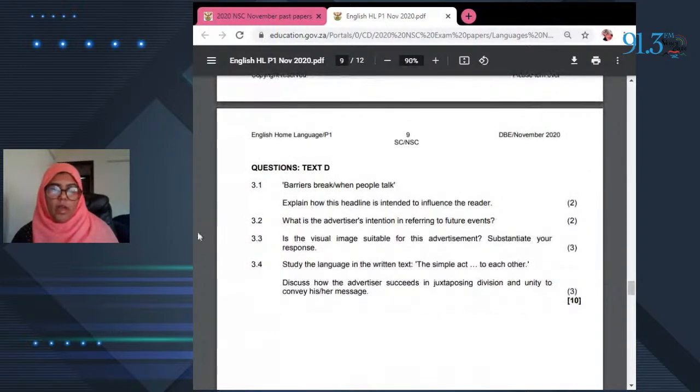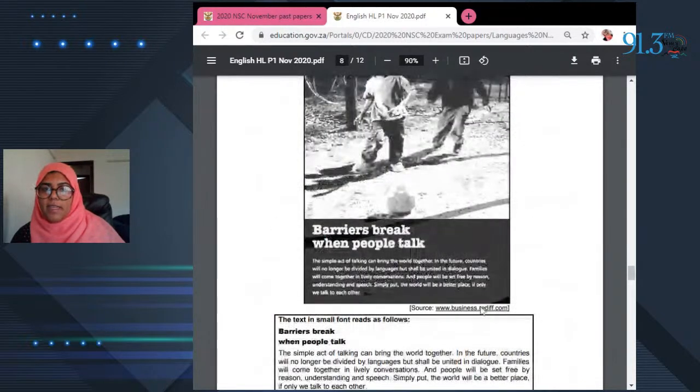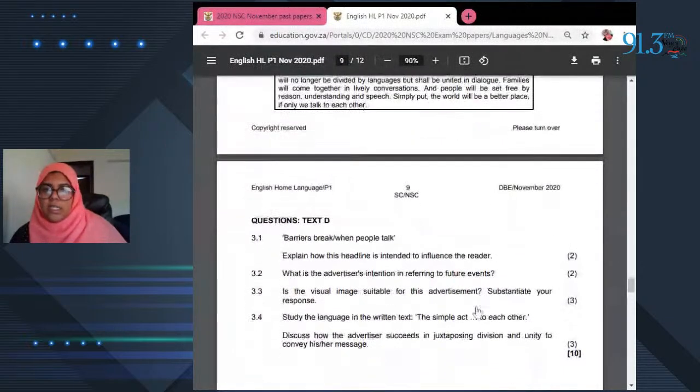So they ask you in here, Barriers break when people talk, and explain how this headline is intended to influence the reader. So, when you are analyzing an advertisement, I would suggest firstly, explain it to yourself. You look at the advertisement and you think, okay, what is this about? Try to use the different W's. What is this advertisement about? Why was it made? Who is it directed to? What it is about, why it was made, who it is directed to, and how they try to bring the message over to you, right?